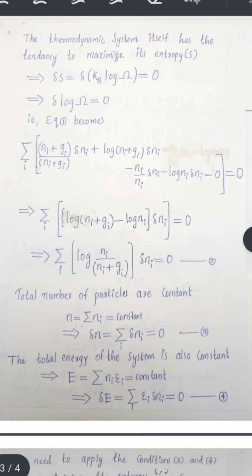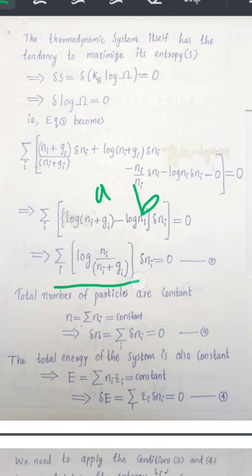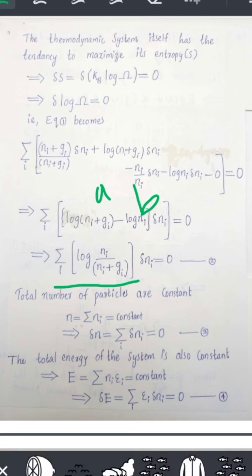So you can write log Ni plus Di minus log Ni, and let me take this Ni plus Di as A and this Ni as B. Then you can write log Ni plus Di minus log Ni as log Ni over Ni plus Di, because we use the result log A minus log B is equal to 0 implies log B by A instead of log A by B. So you get summation over i log Ni over Ni plus Di delta Ni is equal to 0.